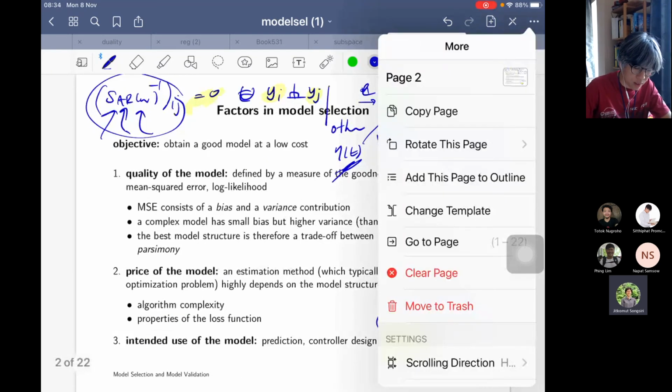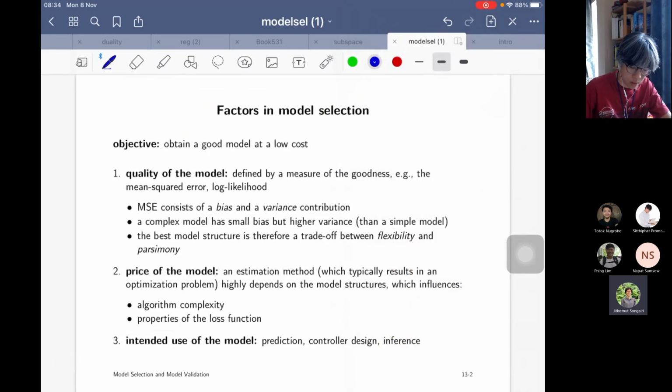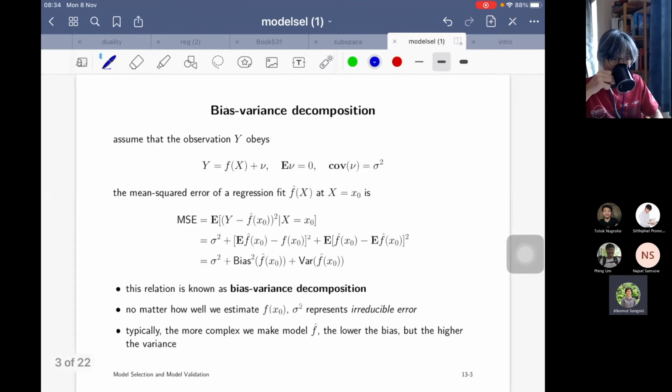So this is the general way for you to be aware that when you choose a model, you have to consider all of these aspects. So let me move to another topic.